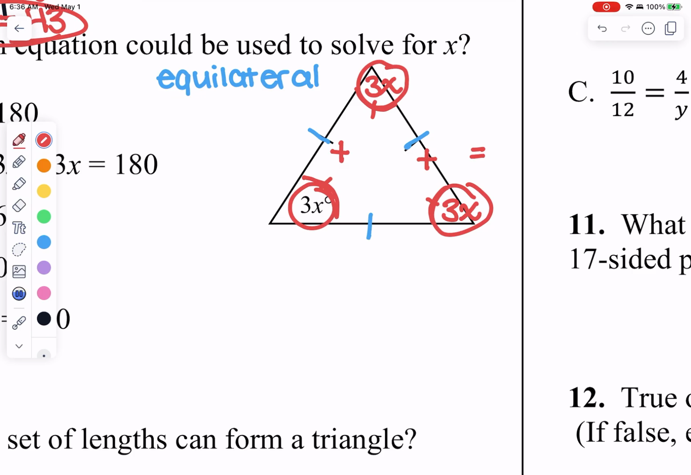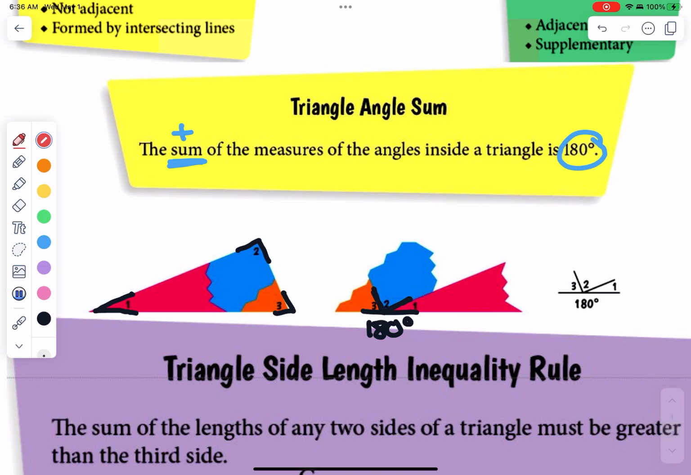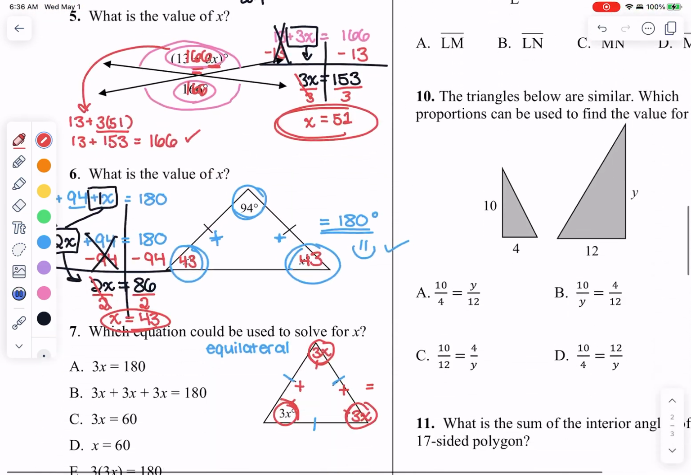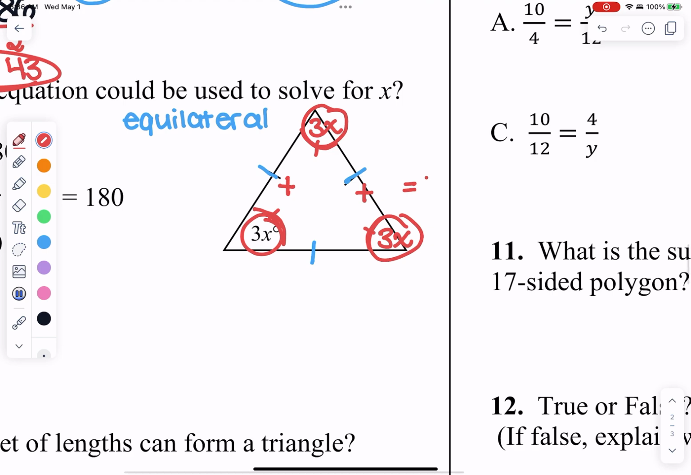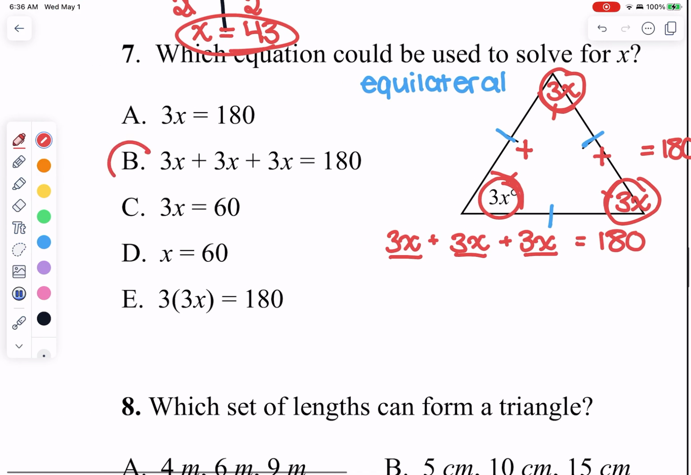Also, what did we just learn about the triangle angle sum? We learned that all of them add together to make 180 degrees, which I don't know if you're looking at what I'm looking at. These all add to 180. Okay? I'll write that out for us. 3x plus 3x plus 3x equals 180. B, right here. 3x plus 3x plus 3x equals 180. Sounds good to me.